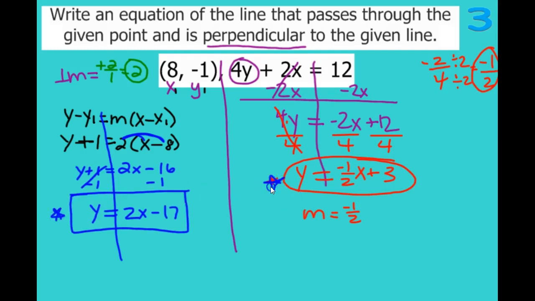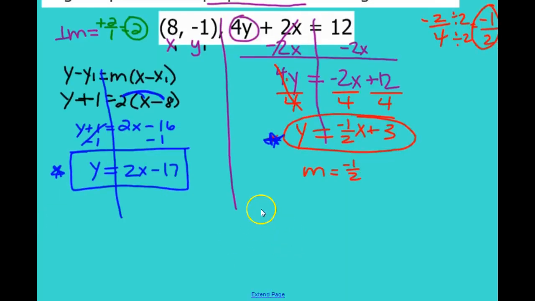So this line and this line, if we were to graph them, would form perpendicular lines, perpendicular angles. So one might be like this and one like this. Those would form nice right angles.